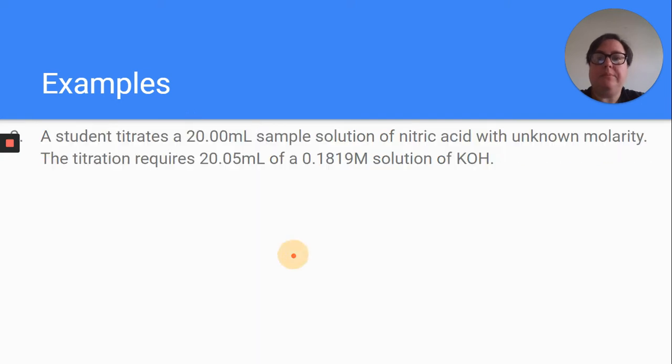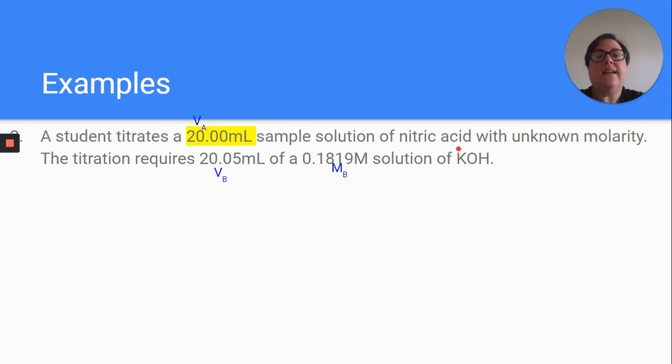We're going to look at another example. Here we're titrating nitric acid with potassium hydroxide. So I look for the word of. I know that that's connecting my two numbers. 0.1819 is the molarity of the base because KOH is a base. It doesn't start with hydrogen, so it's got to be the base. That would make the 20.05 the volume of the base. The other number, 20 milliliters, is the sample solution of nitric acid. The problem is telling me that the 20 milliliters is for my acid, so that has to be my VA.